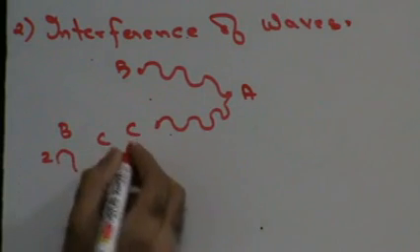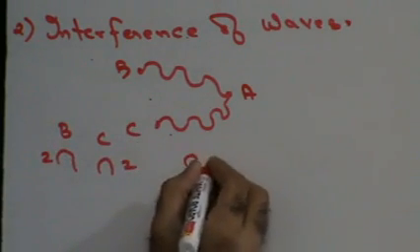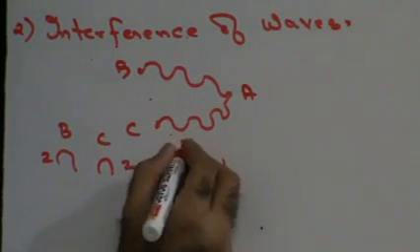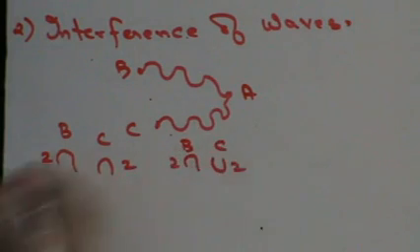Similarly, if wave B is this way and wave C is 180 degrees out of phase, this is B and this is C, both of 2 and 2, then the net displacement at point A will be 0. Point A, in spite of two rays reaching point A, will still be black. So there would be, in that case, a cancellation of displacement.